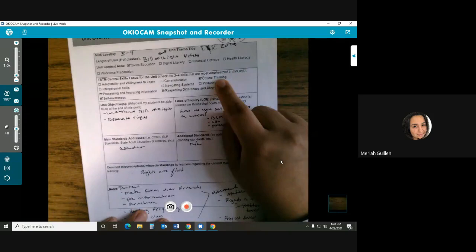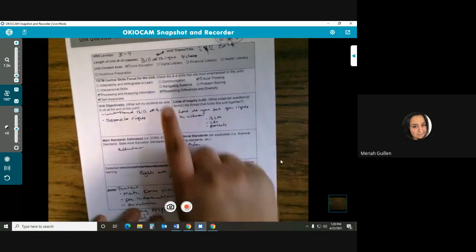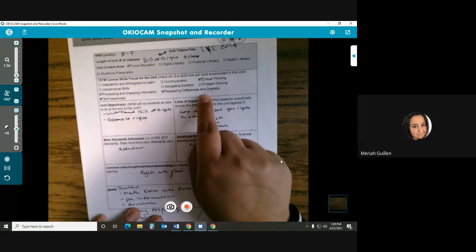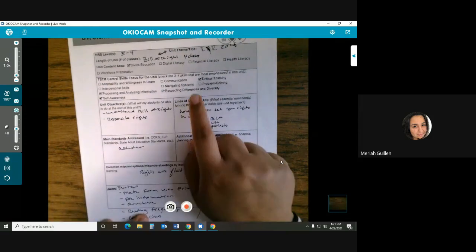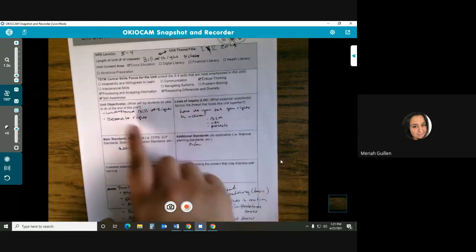Now, of course, critical thinking was bringing up the problems. Respecting differences and diversities was talking about these different groups, Black Lives Matter, the LGBT community, just stuff like that, to help them understand that there are differences and diversities. We talked a lot about that. We talked about women's rights. We talked about so many other things. And so that one I know we addressed pretty well.